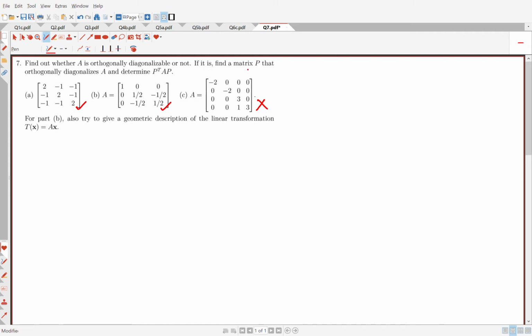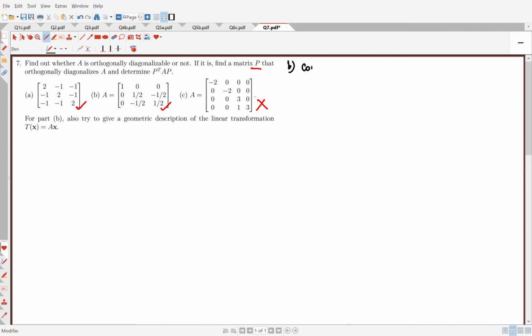If it is, find a matrix P that orthogonally diagonalizes A and determine P transpose AP. For this, the steps are similar to the matrix P that diagonalizes A, but the main difference is you need one more step, which is to normalize your eigenvectors. So I will just do part B because part A is just the same. C is not orthogonally diagonalizable, so I will not do C. So part B.